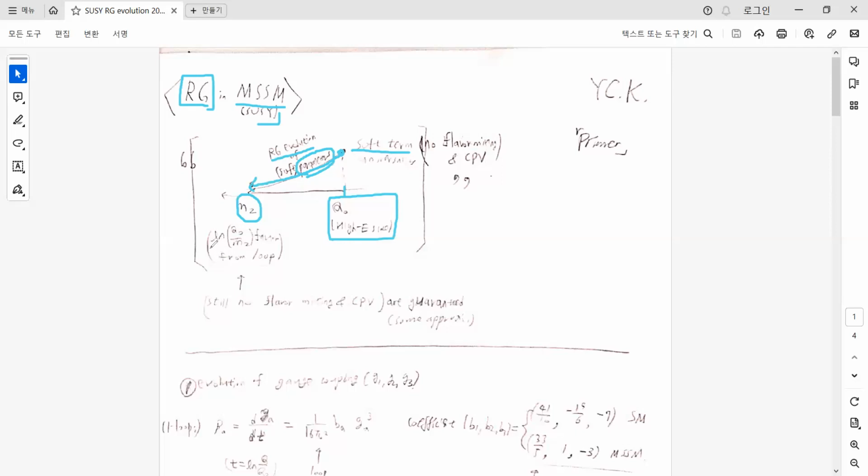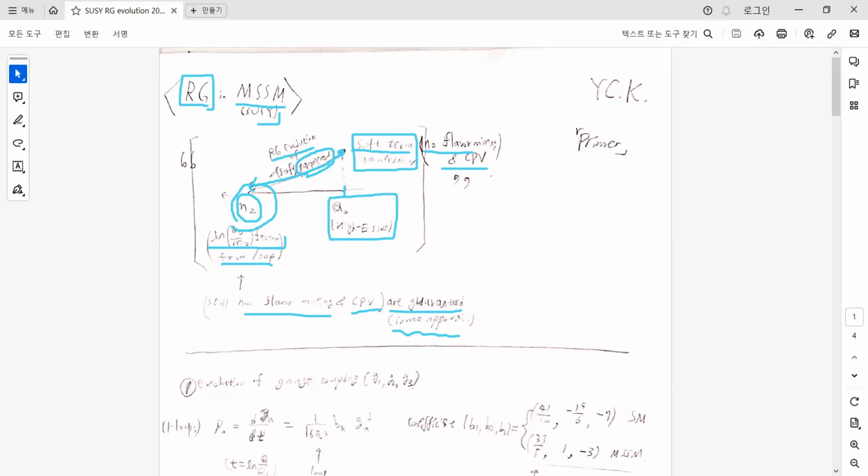And there are some loop factors, such as 1 over 16 pi squared, that will be multiplied from the loop. And there is the universality we discussed in the last video. Universality means that there is no additional flavor mixing and no additional CP violation beyond the standard model, to avoid dangerous flavor mixing or CP violation, which are constrained by current experiments. Such universality, with no flavor mixing and no CP violation, is still guaranteed in such a low energy effective field theory with some approximations.